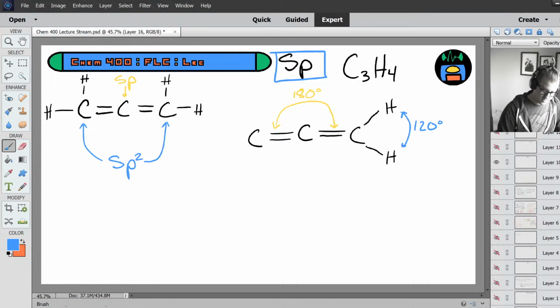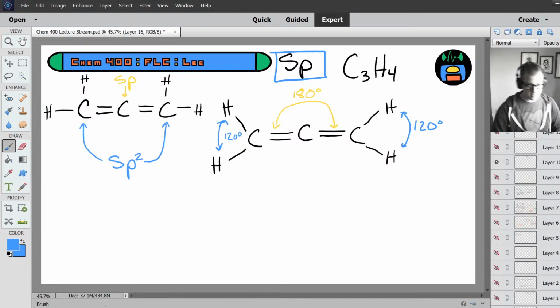120 degrees. Here, let's look at this one here. And here, again, same deal. It's sp2 hybridized, so its bond angles will be 120 degrees. Now, here's the crazy thing. So we've just drawn a 3-dimensional representation of this molecule based on what we know about VSEPR geometries, bond angles, and hybridization, all that stuff.